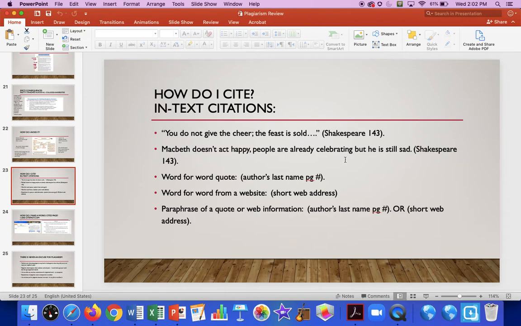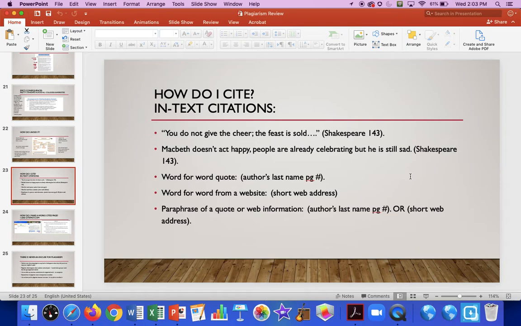All right, so how do you do in-text citations? I have some videos out there on MLA format that you might want to check out, but here's the short version. Here is the quote. I just picked some stuff from Macbeth. "You do not give the cheer, the feast is sold." And in parentheses, Shakespeare 143, and then close it with the period. I could paraphrase it, put it in my own words. Macbeth doesn't act happy, people are already celebrating, but he is still sad. Again, I'm going to do the exact same citation because it still comes from page 143 in my Macbeth book.